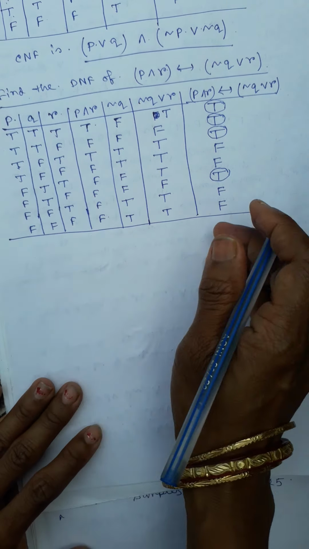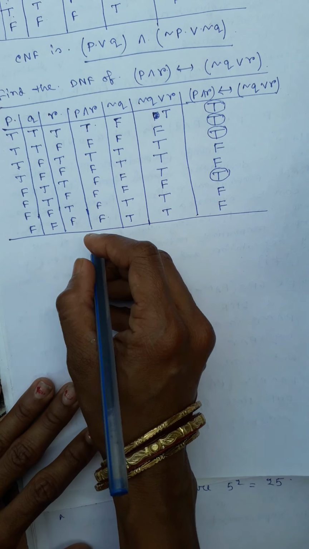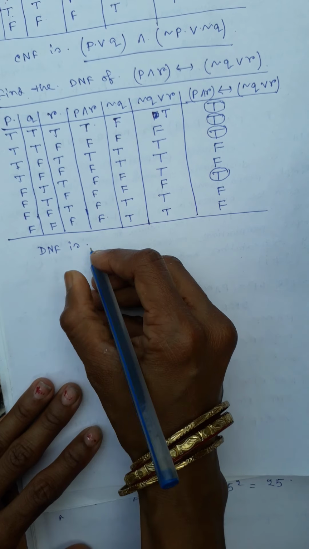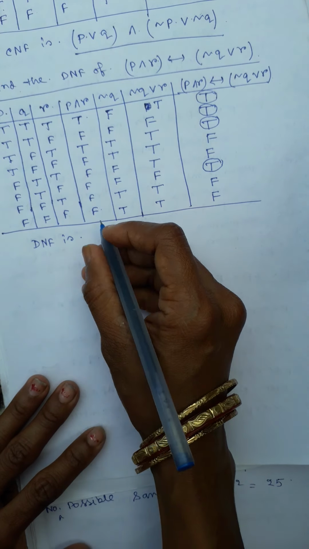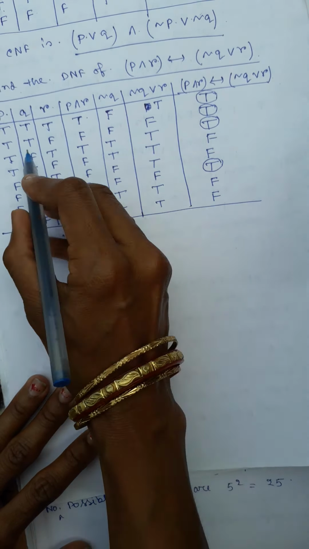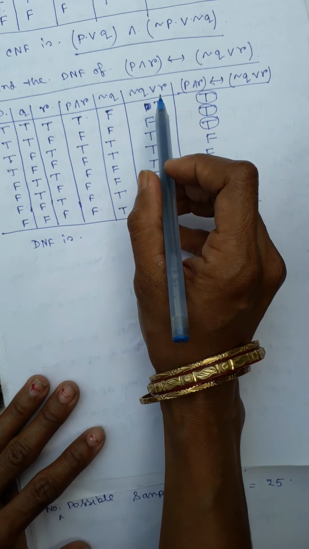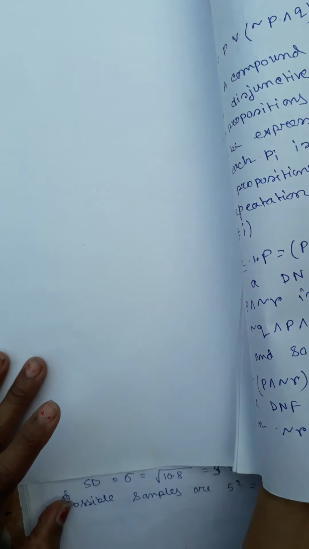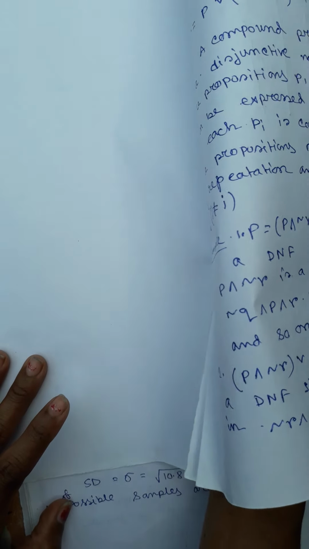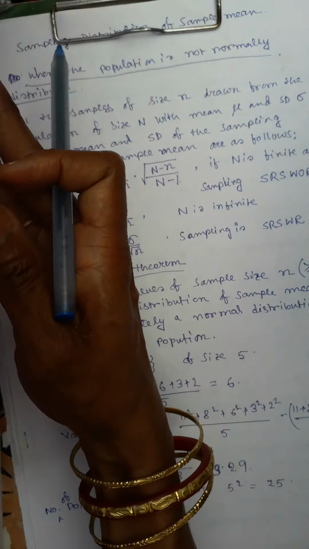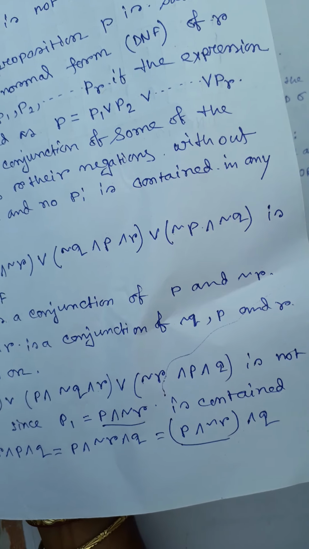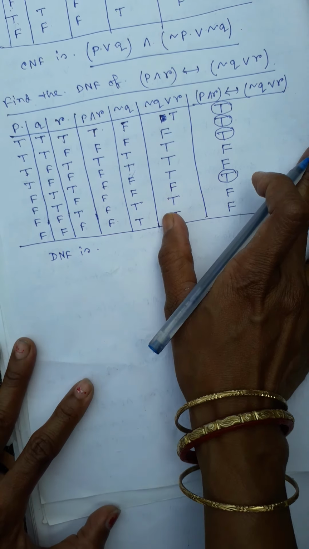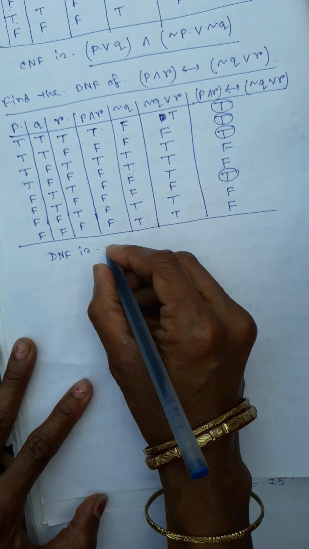Okay, now we have here the disjunction. That means DNF is, what is DNF here? DNF means the disjunction of some propositions, and each proposition is a conjunction.